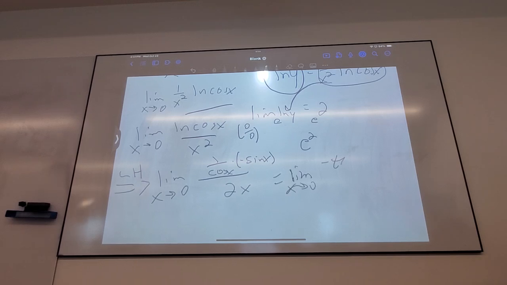Yeah, negative tangent x over 2x. And then you can do L'Hopital's rule. Why can't I do L'Hopital's rule? Because it's still indeterminate, it's still a ratio, yes? So as long as it's indeterminate and a ratio, you can apply L'Hopital's rule.